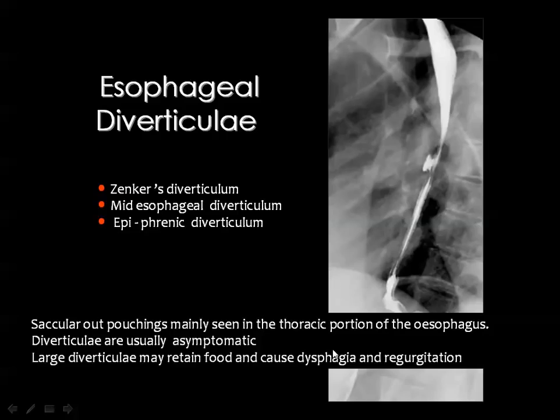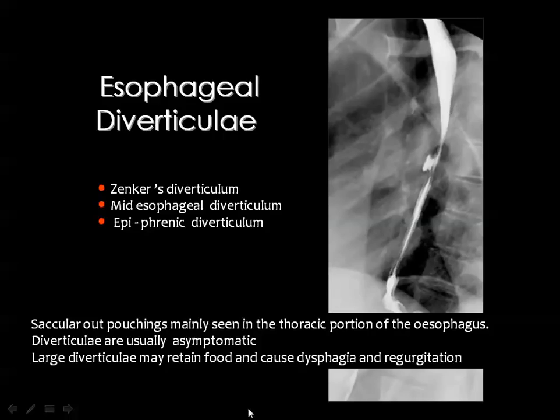Then we come to the esophageal diverticuli, and we have three types. The upper esophageal diverticulum, which is known as Zenker diverticulum, the mid esophageal diverticuli, and the lower esophageal diverticuli, which are known as epiphrenic diverticuli.